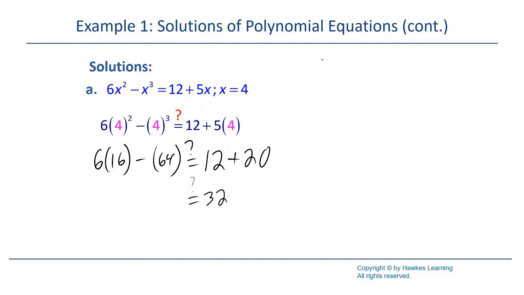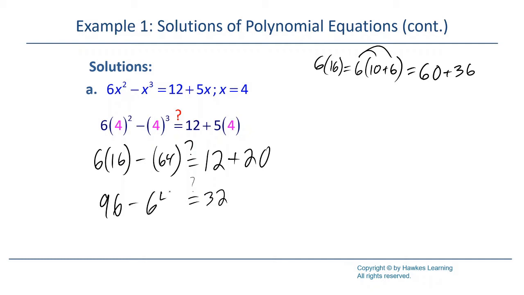one of the ways that I multiply larger numbers is, instead of doing 6 times 16, I say that this is 6 times 10 plus 6. Because then you can just distribute the 6 like this, and then I know this is the same as 60 plus 36, which is how I was able to get to 96. At least in my head, that's how I'm able to do it. And then we have 96 minus 64, which does in fact equal 32.